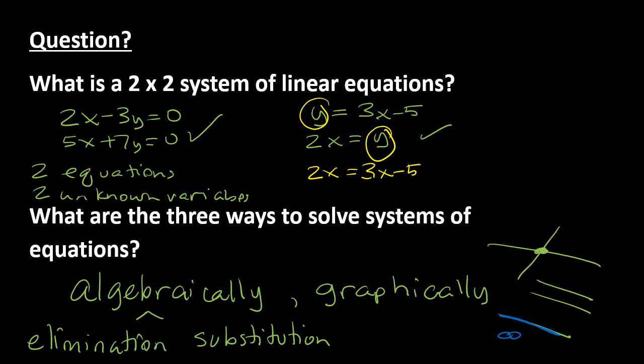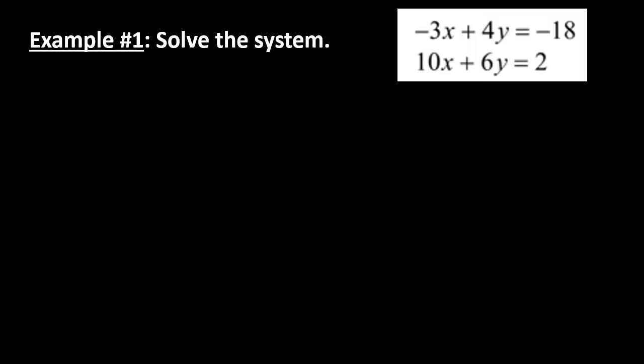All right, so let's see what they look like. I have the system negative 3x plus 4y equals negative 18, and another equation 10x plus 6y equals 2. When I look at this system, there are two variables and two equations, so this is a 2 by 2 system. My goal is to eliminate one of the variables. So when I think about what is going on with this, I either need to make x and x opposites, or I need to make y's opposites. So it doesn't really matter on this one. So I think I will make the x's opposites and eliminate the x's.